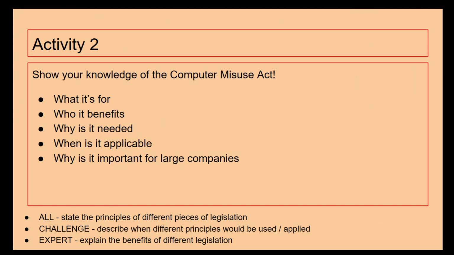So activity 2, again I want you to show your knowledge of the Computer Misuse Act. You can see the questions there. We've got the bonus points question at the bottom. Why is it important for large companies? Why do they need to be able to use the Computer Misuse Act to ensure that there is some form of preventative measure to stop people from wanting to attack their networks? So give the video a quick pause and then we'll move on to the next section.